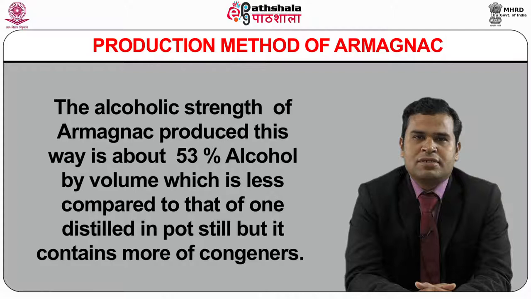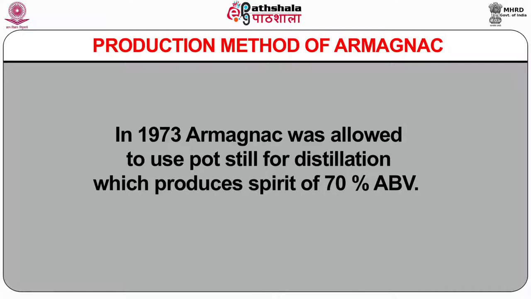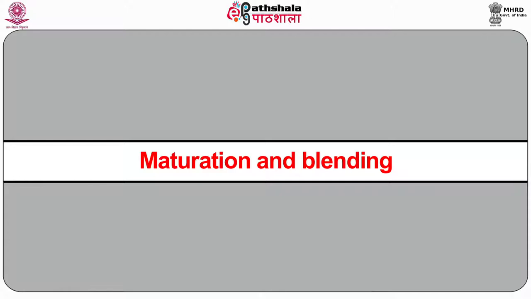In 1973, Armagnac was allowed to use pot still for distillation, which produces a spirit of about 70% alcohol by volume. Now we'll move to the next step in the process, that is maturation and blending.